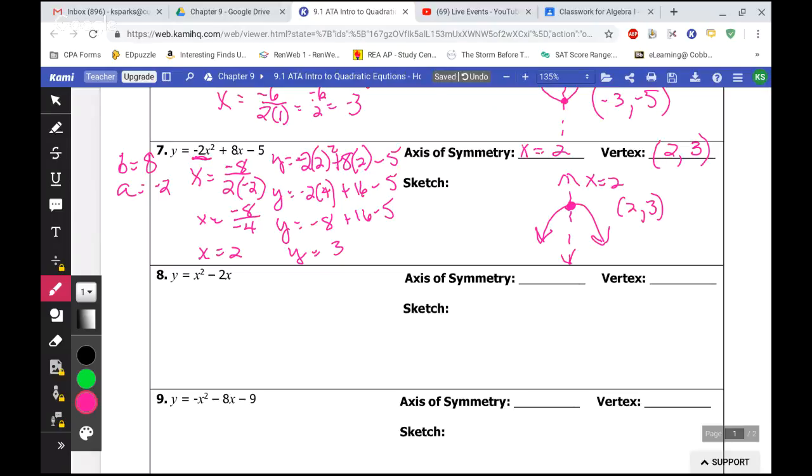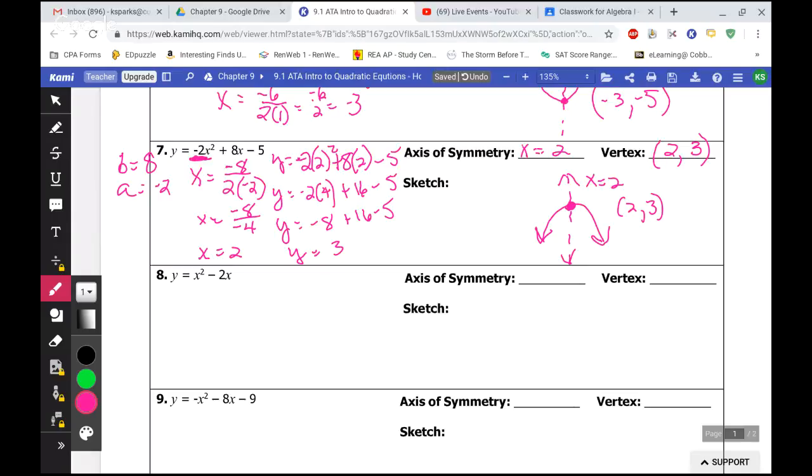Okay? Wait, why is it going down? Like, why is it negative? Because remember, if the leading coefficient, what's the leading coefficient on this? What's the A? Oh, I see. -2. Yes, if it's negative, it doesn't matter what the coordinates of the vertex are. It matters what the leading coefficient is. That gives you your direction of up or down.